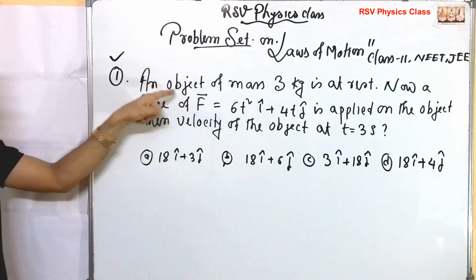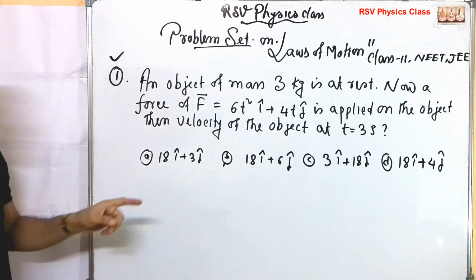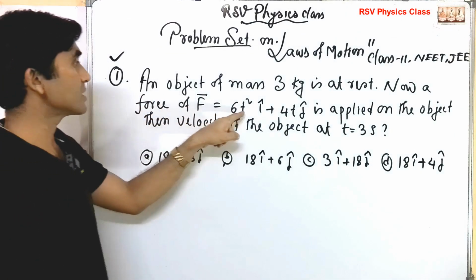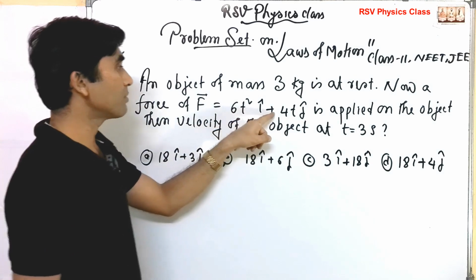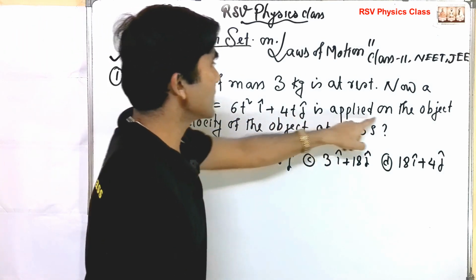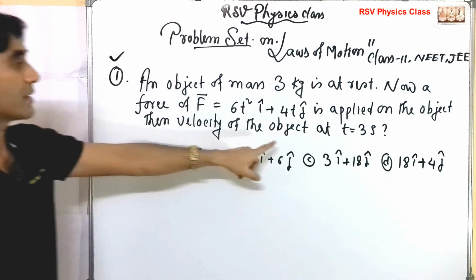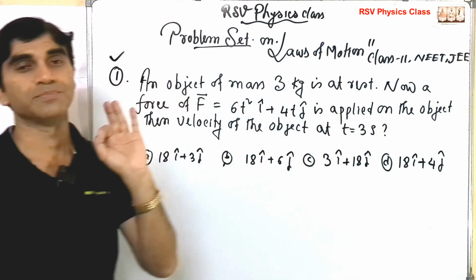Read the question. An object of mass 3 kg is at rest. Now a force F equal to 6t squared i plus 4t j is applied on the object. Then the velocity of the object at t equal to 3 seconds will be what?